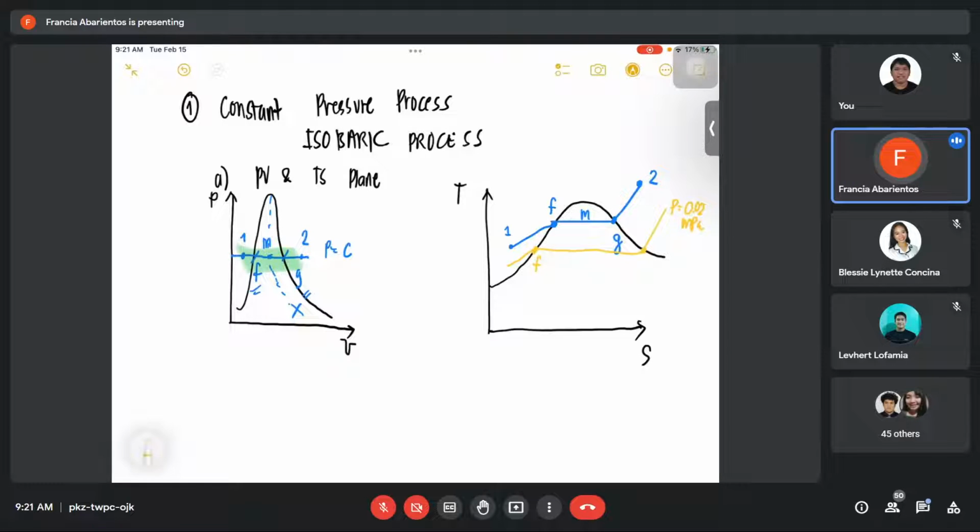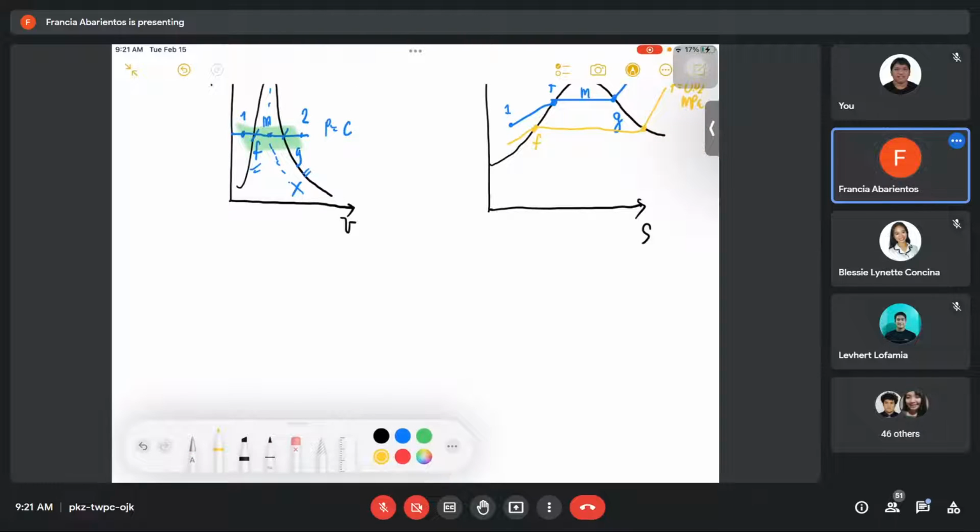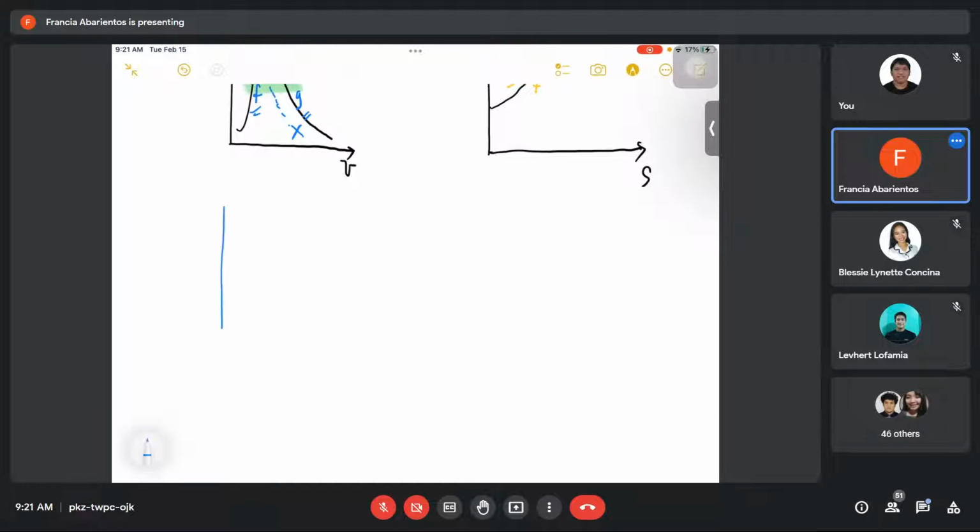So, ano yung mga kadalasang equation na ginagamit natin sa constant pressure line? Okay. So, kadalasan class sa PV diagram, paano natin nakukuha yung work as well as yung heat? Sa PV diagram class, ito. Tandaan nyo to class ah. Sa PV diagram natin class, in a constant pressure.